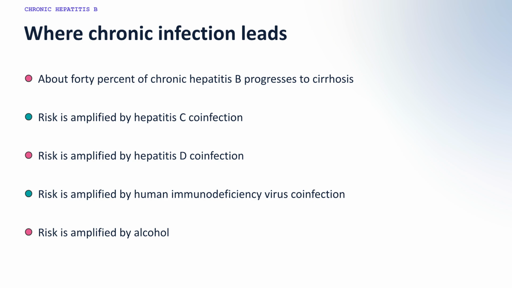Notice the shape of that list. 3 of the 4 are other blood-borne infections that share the same routes of transmission. So when you find Hepatitis B, look for the others. A patient with 2 of these is on a materially faster track to cirrhosis than a patient with 1.